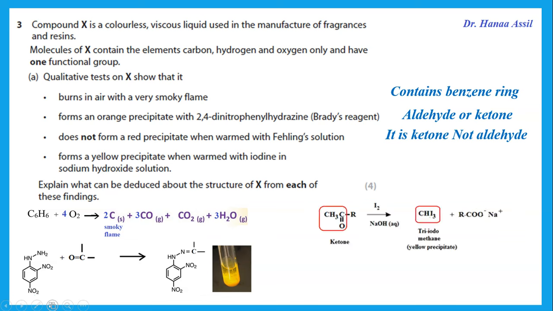It forms a yellow precipitate with alkaline iodine. What forms a yellow precipitate with alkaline iodine? Remember, that means it has a methyl next to a carbonyl group. So this is a group that is present on the benzene ring.